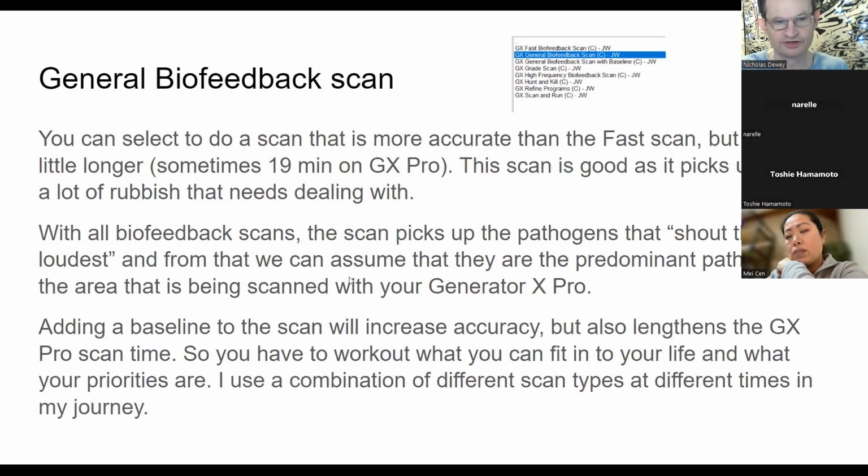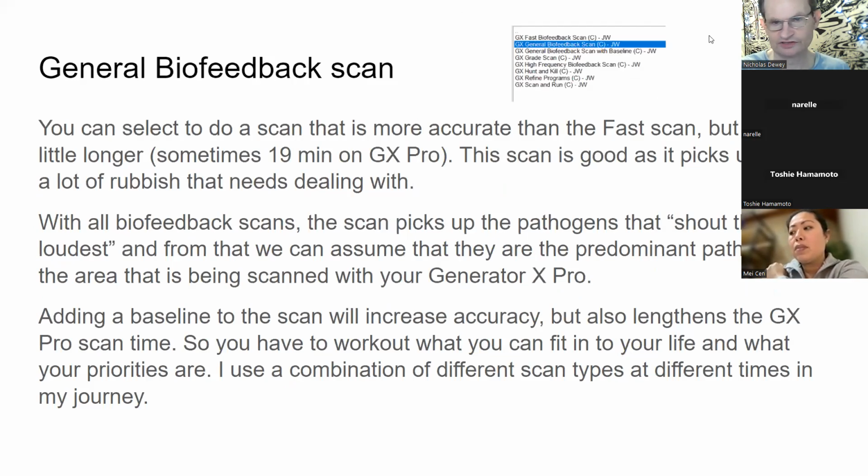The general biofeedback scan is about 19 minutes worth on Generator X or Generator X Pro. It does pick up a lot of things inside the body that need dealing with, taking into account the frequency range of the scan. The scan will pick up the pathogens that shout the loudest, that are the highest population inside your body and are causing the most problems. And we can therefore assume that they're the predominant pathogen in the area that's being scanned with the Generator X Pro.